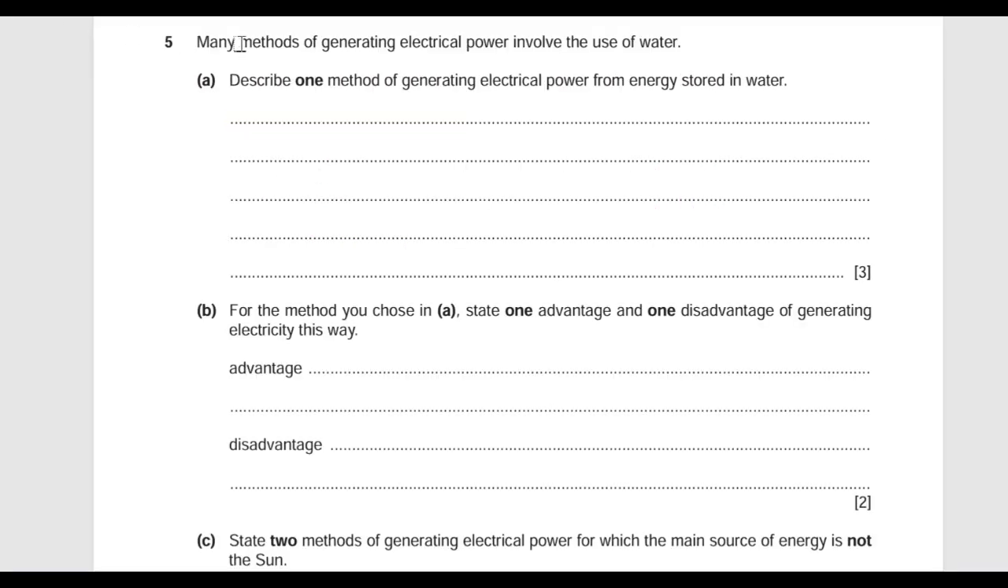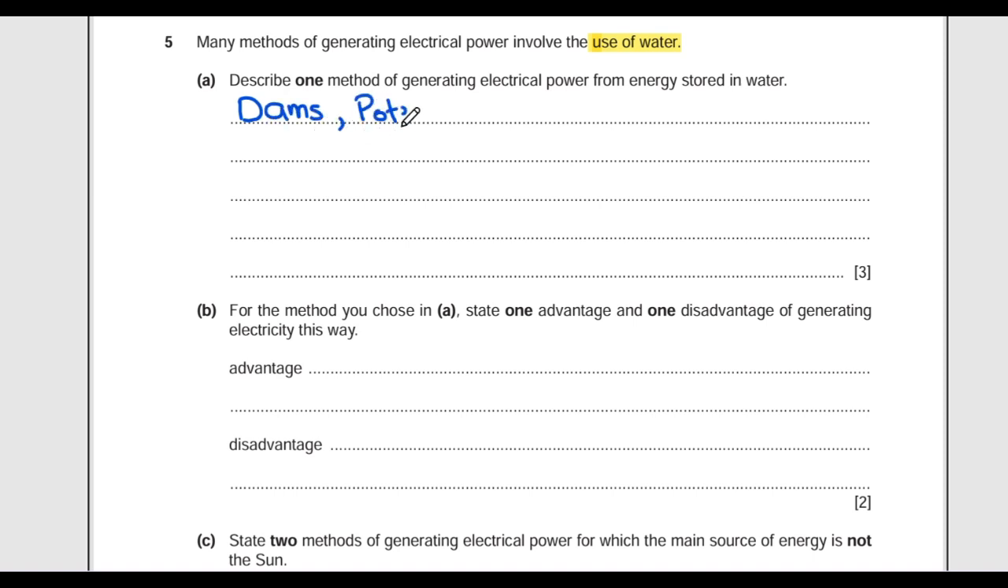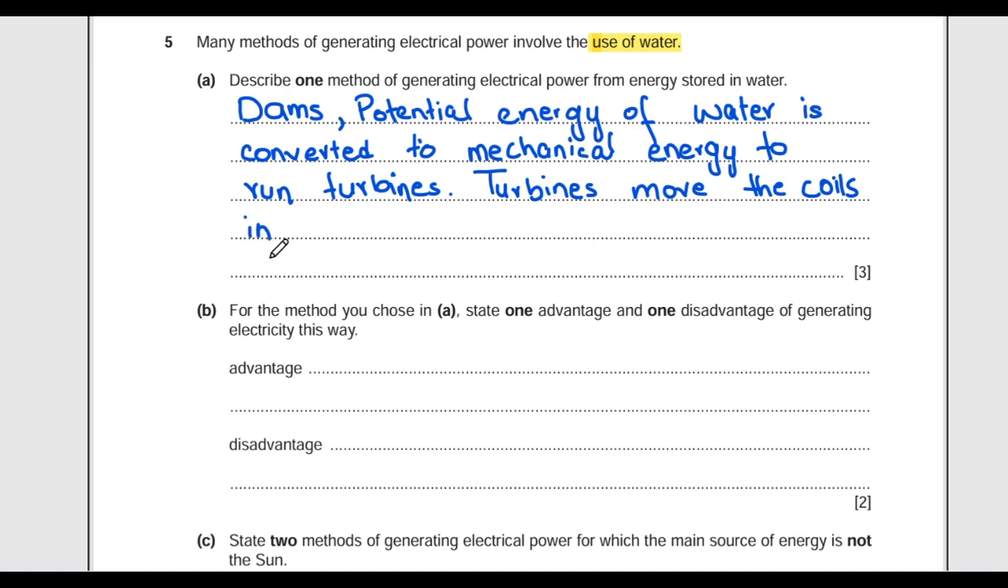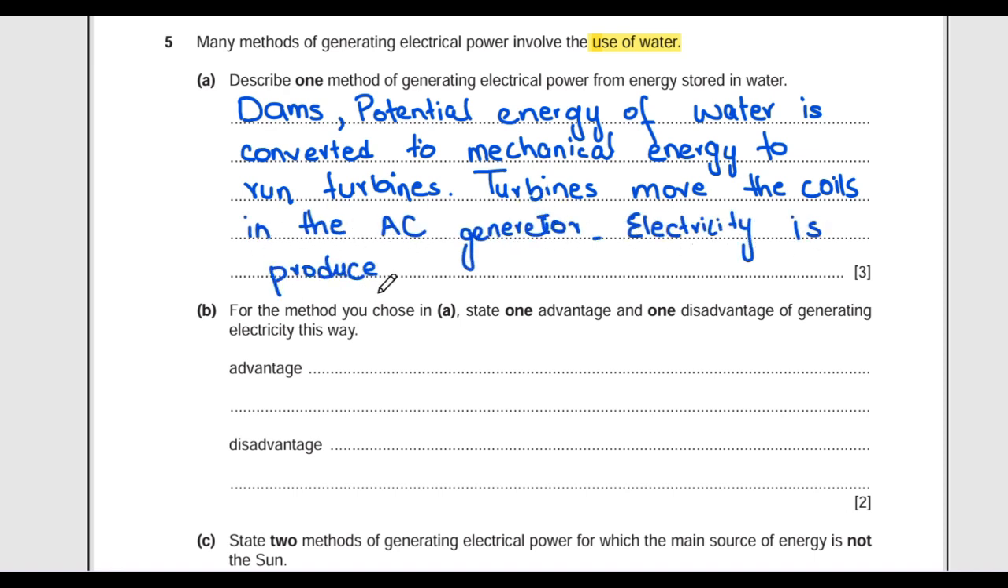Question number 5 says many methods of generating electrical power involve the use of water. Describe one method of generating electrical power from energy stored in water. So I will write dams, because in dams the potential energy stored in water is converted into mechanical energy, and this mechanical energy is used to run the turbines, and the turbines can move the coils of AC generators, and this process can generate electricity.